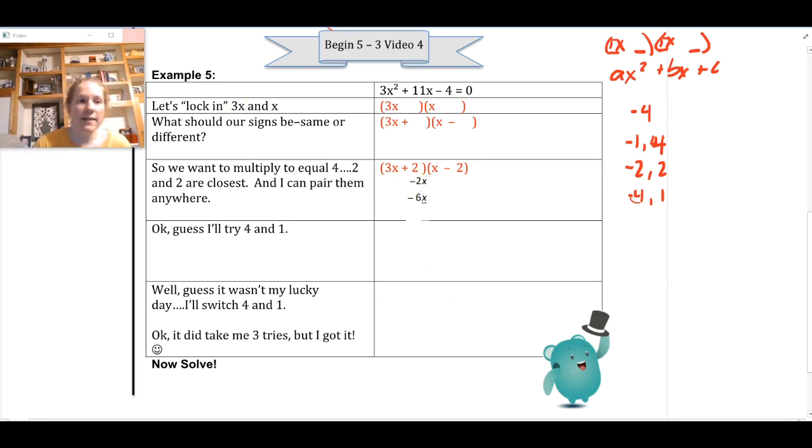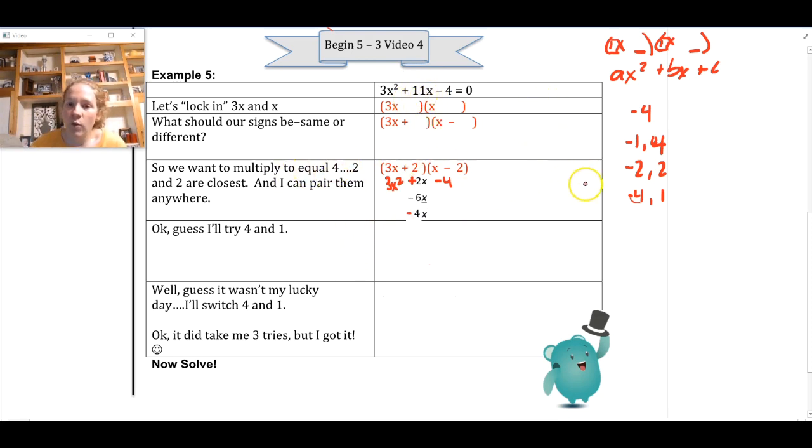When I multiply this, though, I get 3x times x is my 3x squared, which is what I want. 3x times negative 2 is negative 6x. That 2 times x, that should be a positive 2x. And then 2 times negative 2 is negative 4. So I've got my a and my c like I want, but positive 2x plus negative 6x is negative 4x. That is not what I want in that middle term. So I've got to try something else.